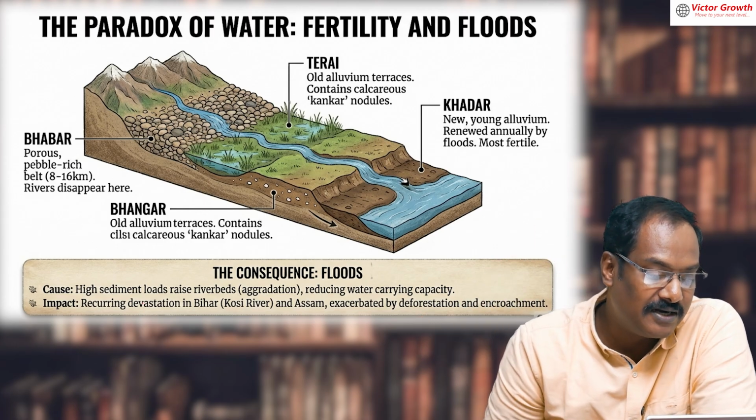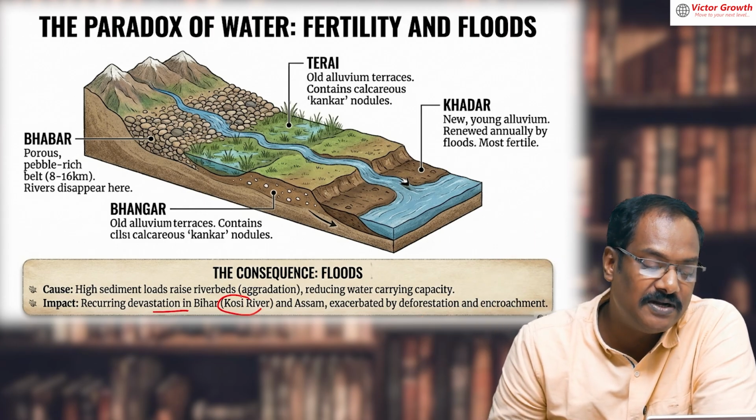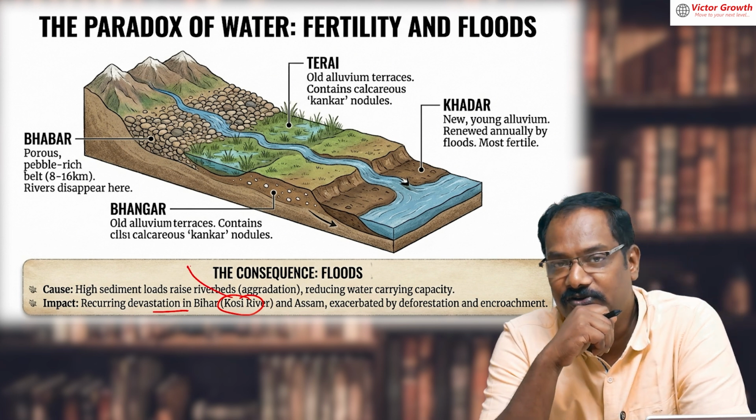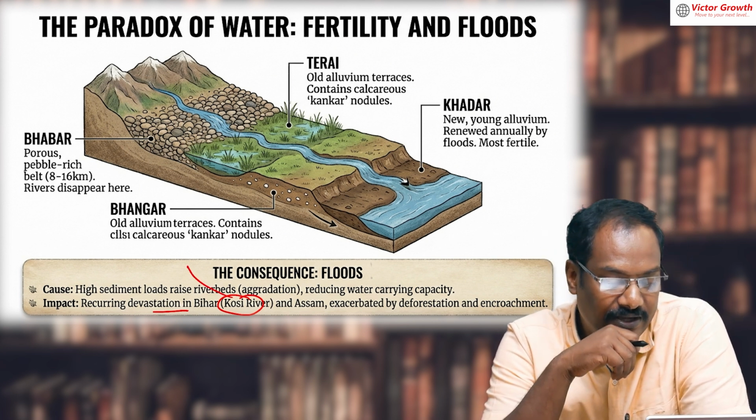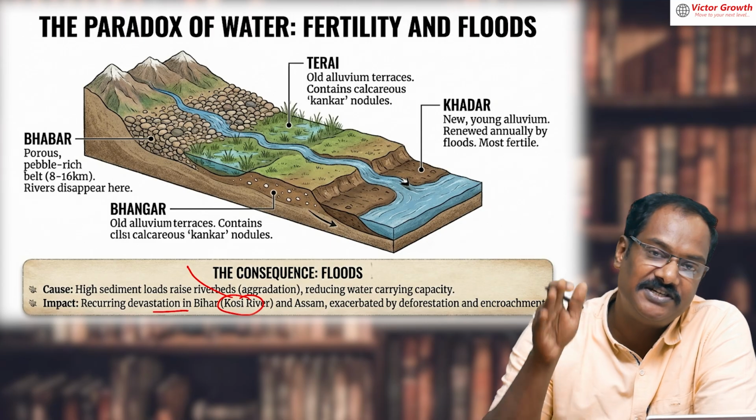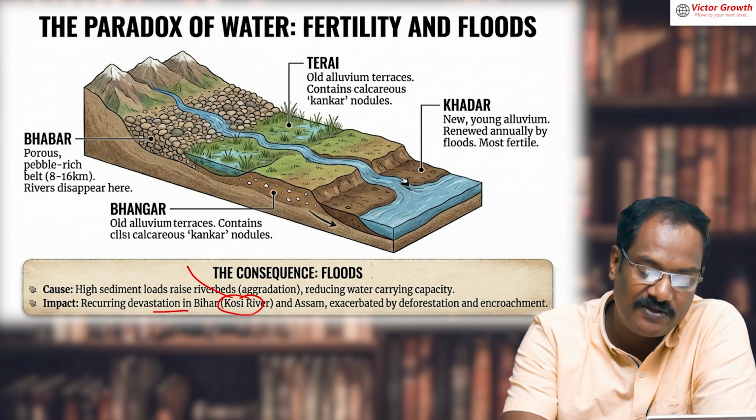That is recurring deposition. The Koshi River, which is known as the Sorrow of Bihar, and Assam, all this. So deforestation and encroachment have a direct link to flooding.